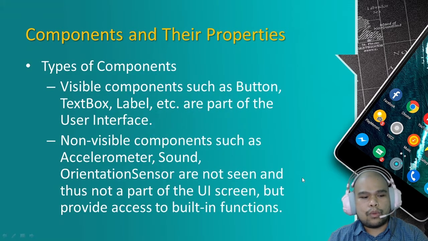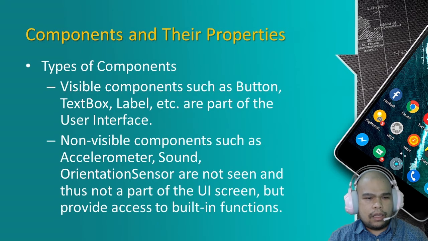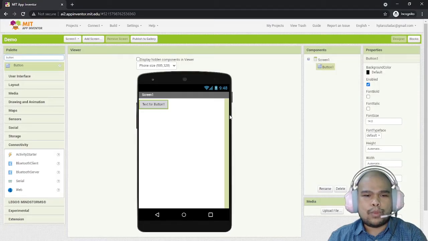So first, let's start with the definition of what is a visible component, no? So when we say visible component, this is basically components na once dinrag natin on your web viewer, we will be able to see on the web viewer. So katulad nito sa button na to, no, I already drag a button dito. So as you can see, makikita natin yan on your screen. So this could be an example of your visible component.